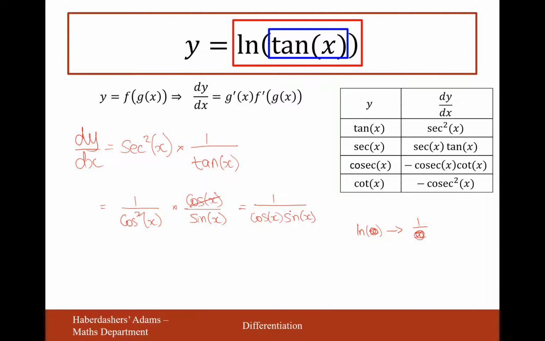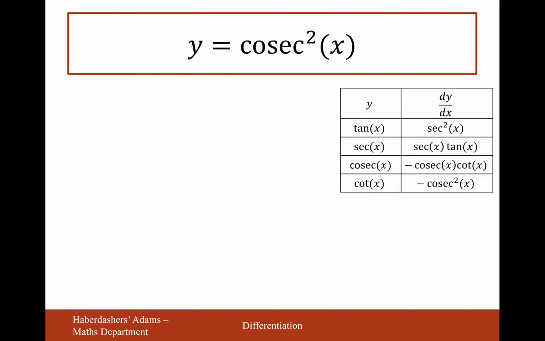And there we are, that's the answer to this question. Moving on to the next one, cos x squared. So the inside function here is going to be cos x, and the outside function is going to be the power of 2. So let's get started on the derivative here.